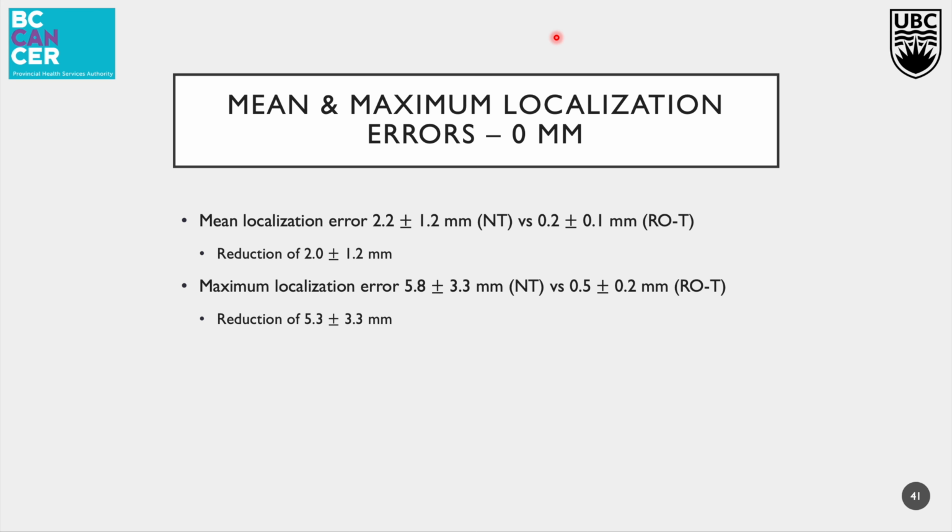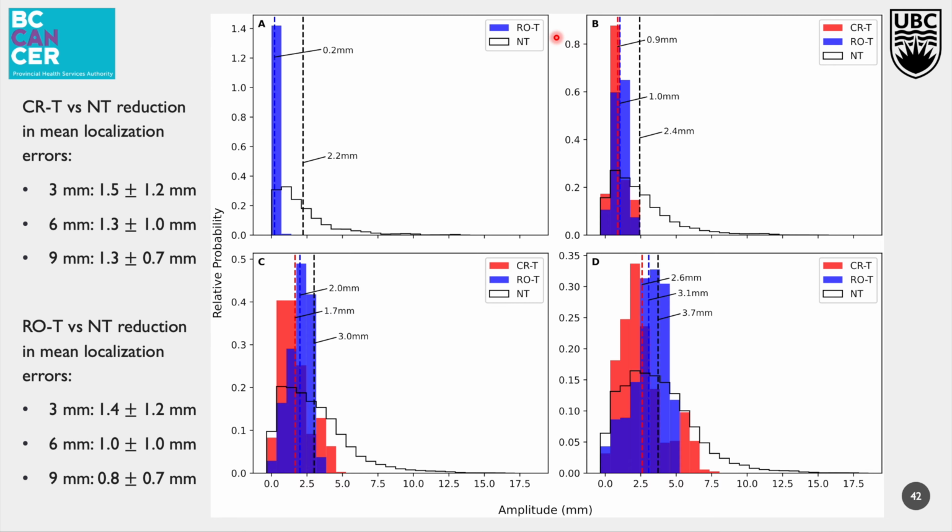but how does it fare when we introduce cardiac motion? So now we can look at the other 3 panels as well. So here we have the 3 millimeter cardiac trace data in the top right. Panel C at the bottom left, we have the 6 millimeter trace data, and then at the bottom right in panel D, we have the 9 millimeter cardiac amplitude trace data.